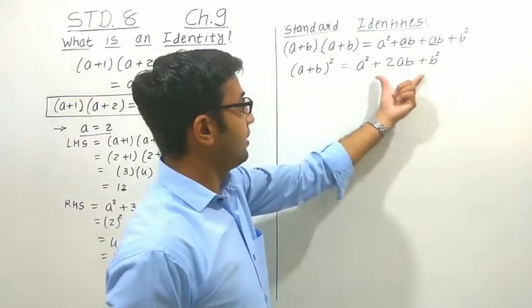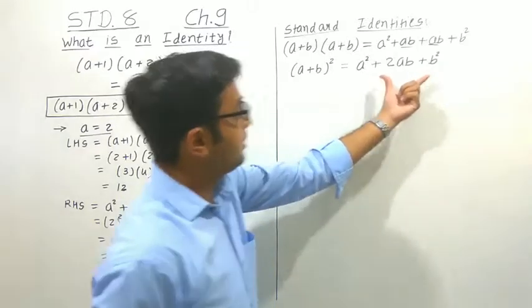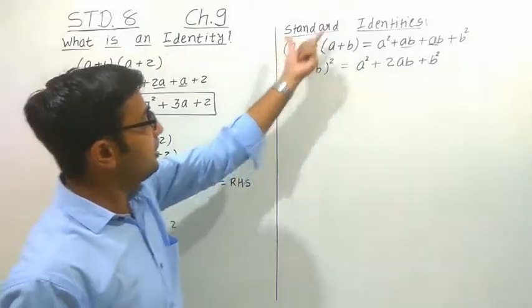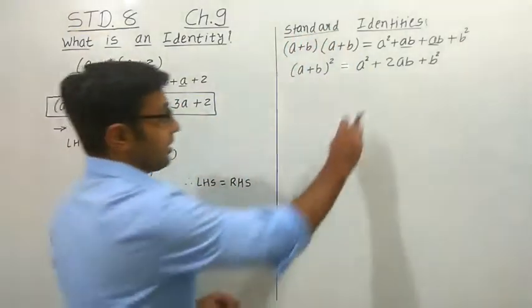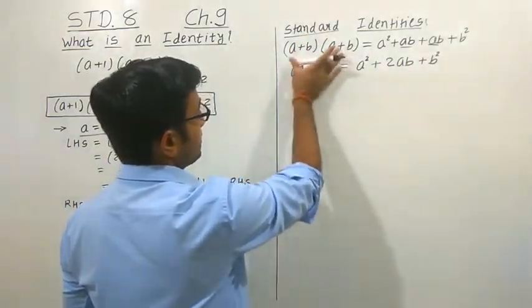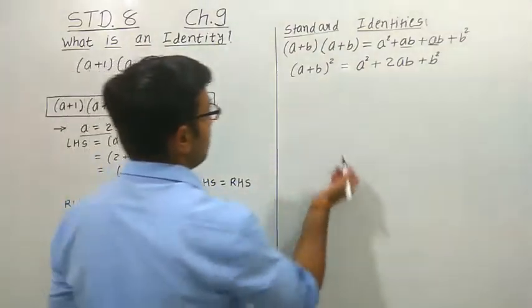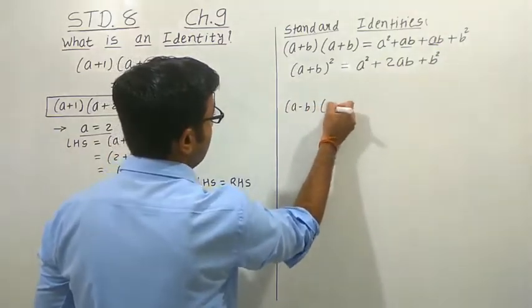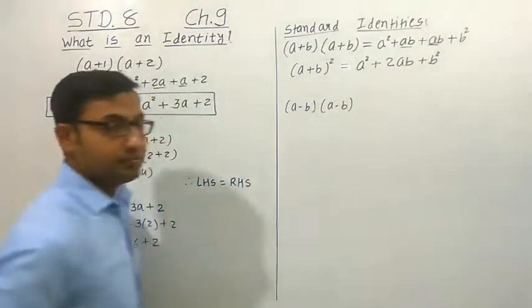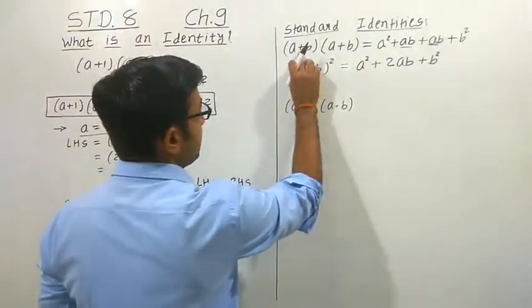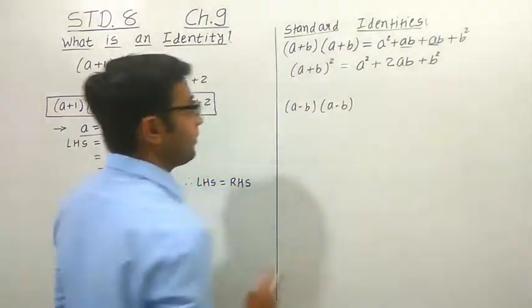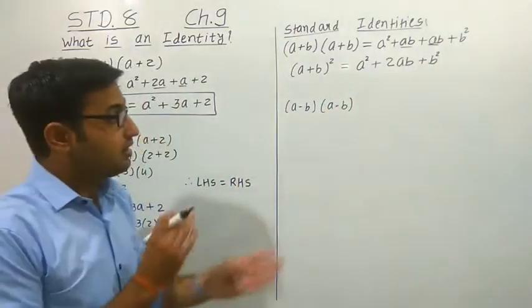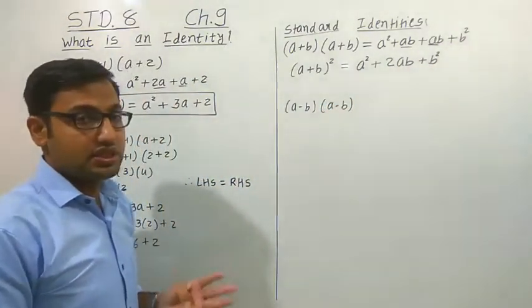Whenever we have to factorize it, we can directly write it as a plus b whole square, or a plus b into a plus b. So these are the two factors of this expression. Now let us study the next one, that is a minus b and a minus b. The only difference is that instead of plus, now there is a minus sign. So we are getting this kind of expression, but there is a change in the sign.